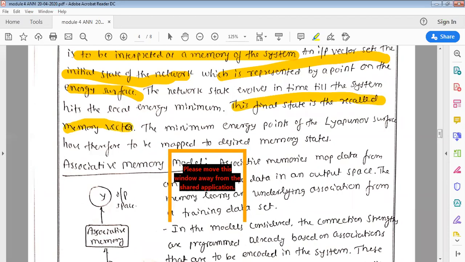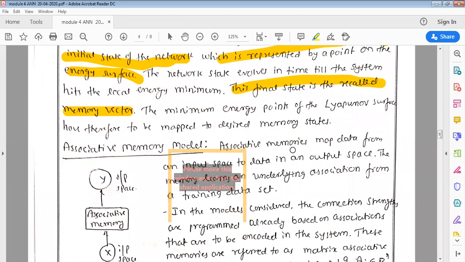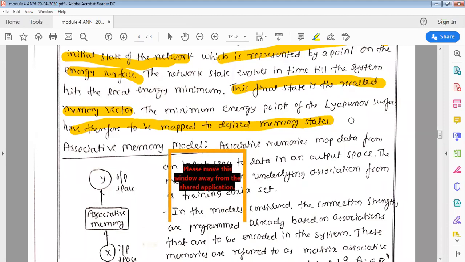So there may be, let us say, 100 points you have found which are minimums for that surface. All those 100 points will become memory of the system. The minimum energy points of the Lyapunov function have to be mapped to desired memory states. So there are, let us say, 100 memory points you want to organize: memory 1, memory 2, memory 3. Which memory point will point to which memory state, that mapping must be done. Once you do this mapping, that will form the total memory in the system.